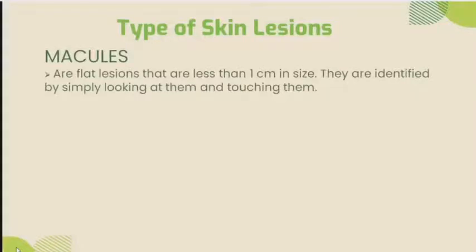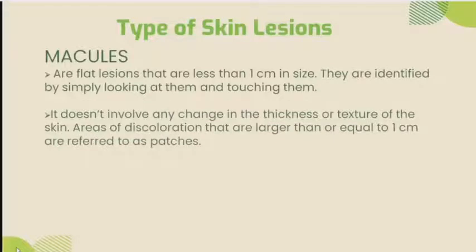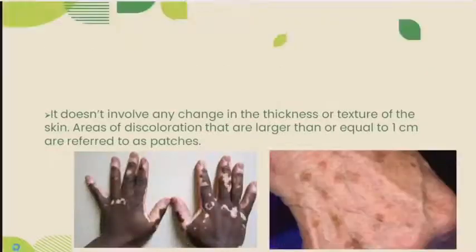Types of skin lesions. Macules are flat lesions that are less than 1 centimeter in size. They are identified by simply looking at them and touching them. They don't involve any change in the thickness or texture of the skin. Areas of discoloration that are larger than or equal to 1 centimeter are referred to as patches.